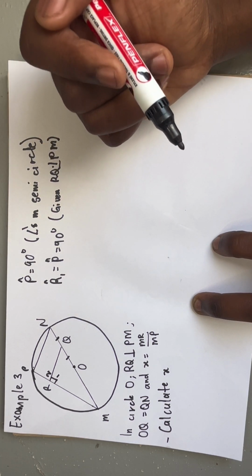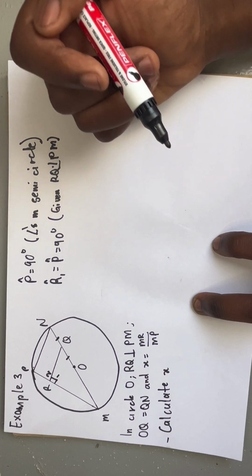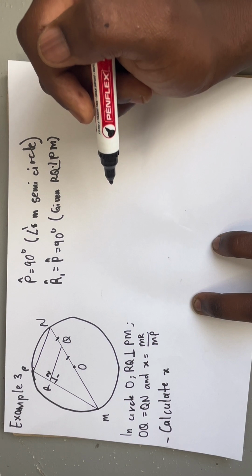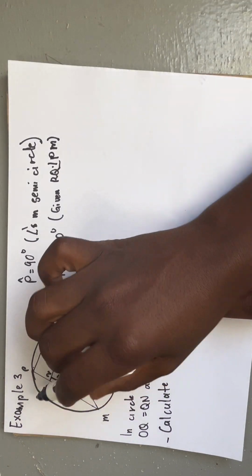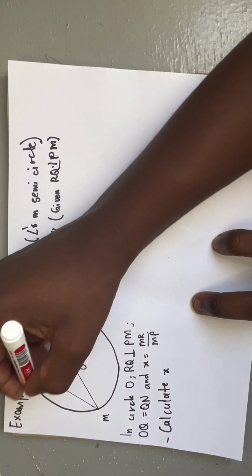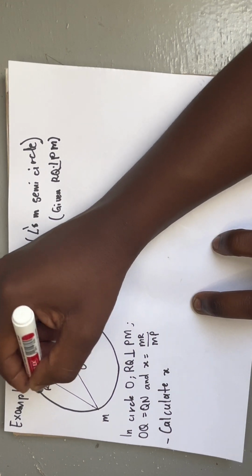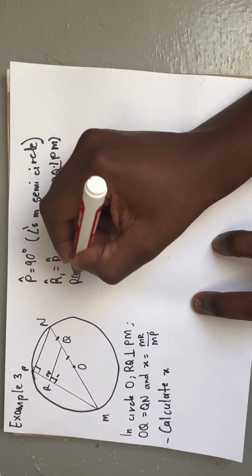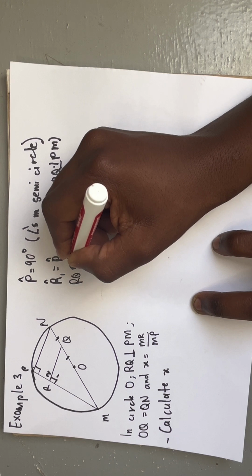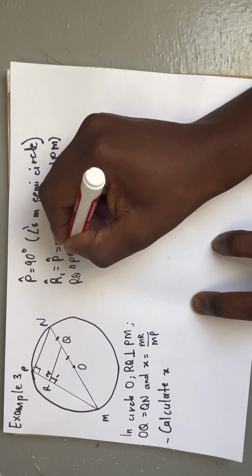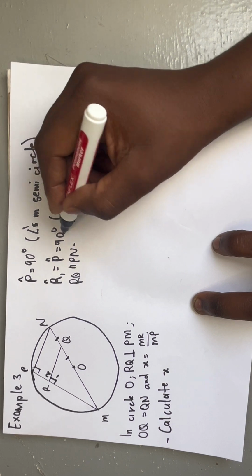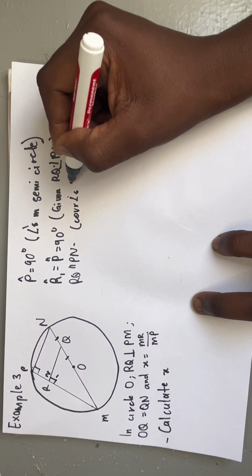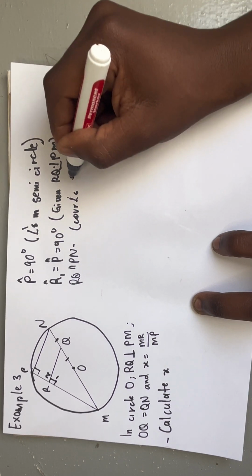And then after that, you are going to conclude that therefore RQ is parallel to PM because of corresponding angles. Look, can you see that these two angles, this one and this one, correspond? So you can say RQ is parallel to PM. And why are they parallel? Because corresponding angles are equal.